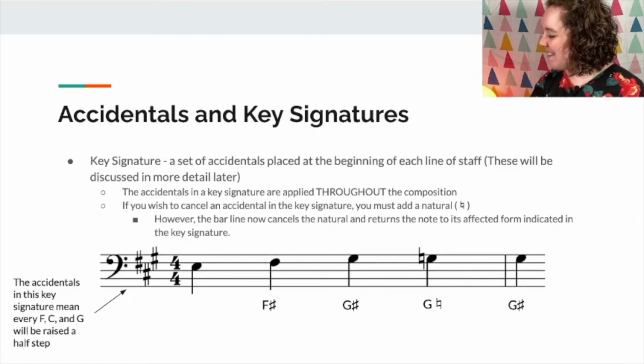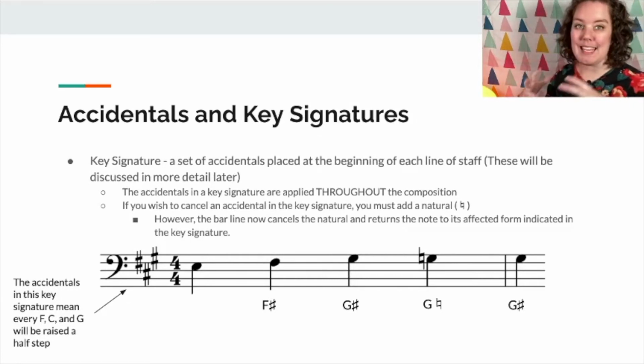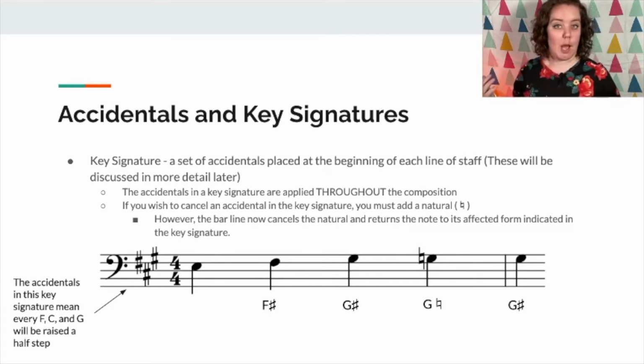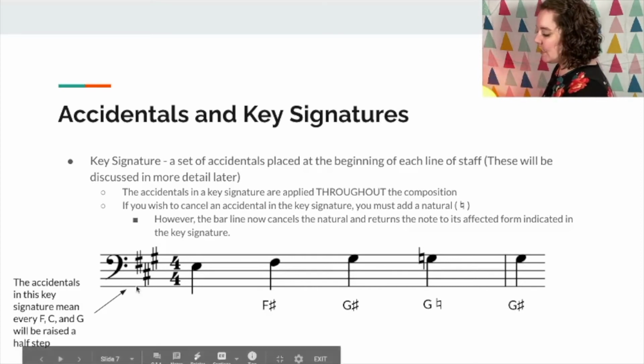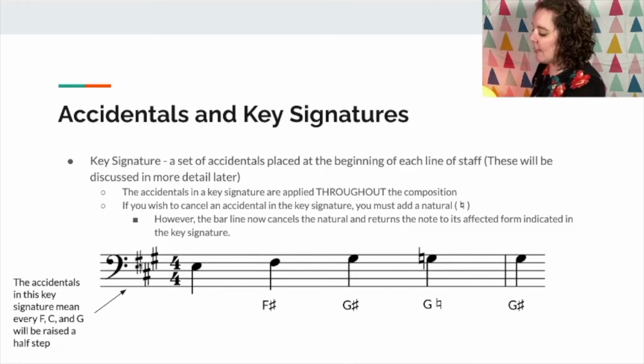Okay, now we're going to talk about accidentals and key signatures. A key signature is a set of accidentals placed at the beginning of each line of staff, and these will be discussed in great detail later. But what you need to know about them with accidentals right now is the accidentals that are in a key signature are applied throughout the composition. So for instance, right here I've got a key signature, so it's that grouping of accidentals at the start of a line of staff, and this is F sharp and C sharp and G sharp.